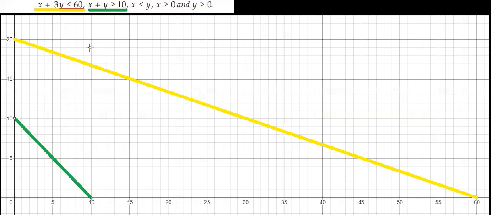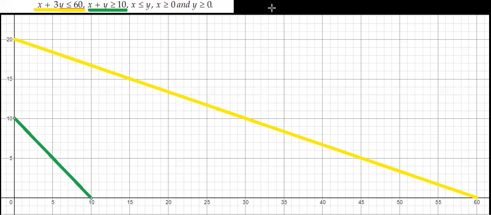And again, since it is greater than or equal to 10, I have to go above the green line. And you can even check with a candidate point. You can check that 0 comma 0 doesn't satisfy this, because 0 plus 0 is not greater than or equal to 10. So the origin should not be in the region, and therefore we have to be above the green line.